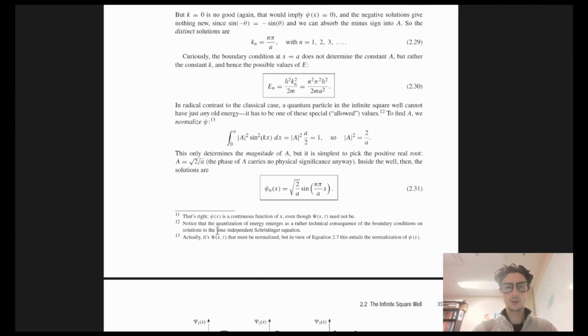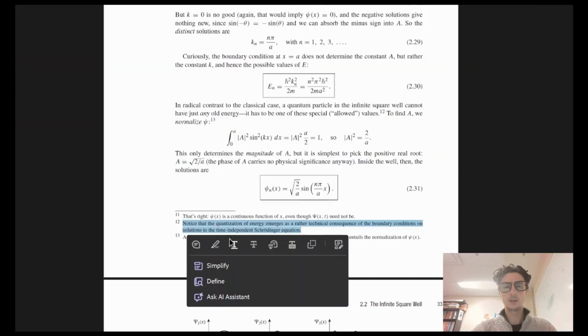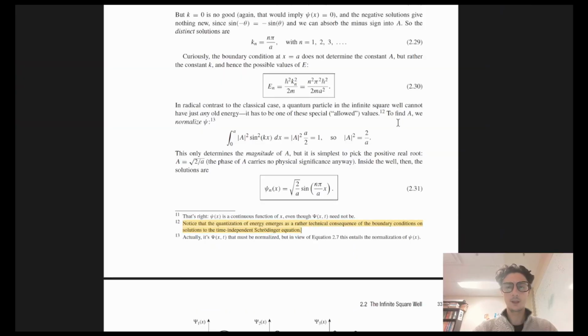Let's read this. Notice that the quantization of energy emerges as a rather technical consequence of the boundary conditions on solutions to the time-independent Schrödinger equation. This is crazy. Highlight this. To find A, we normalize psi. Actually, it's psi, the full psi of x comma t.